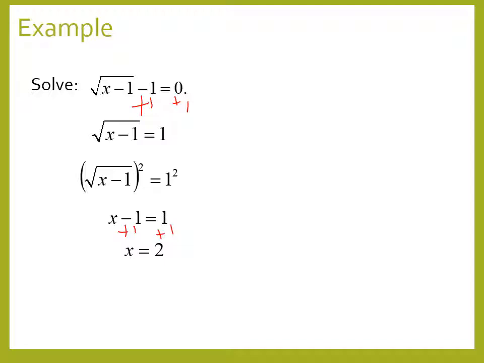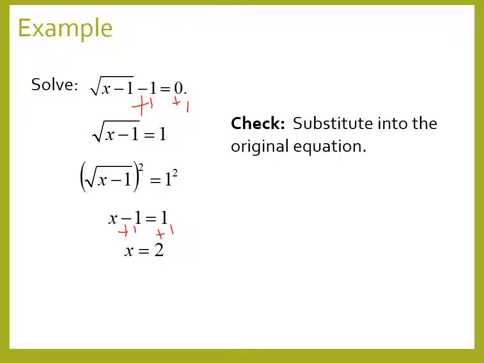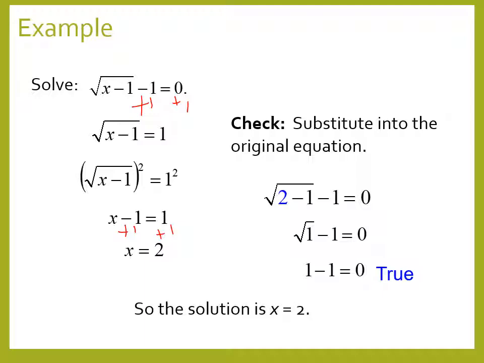I want to make sure this is a valid statement. So I'm going to plug in 2 and check. 2 minus 1 is 1. The square root of 1 is 1. And 1 minus 1 equals 0. Yay! Our solution is x equals 2.